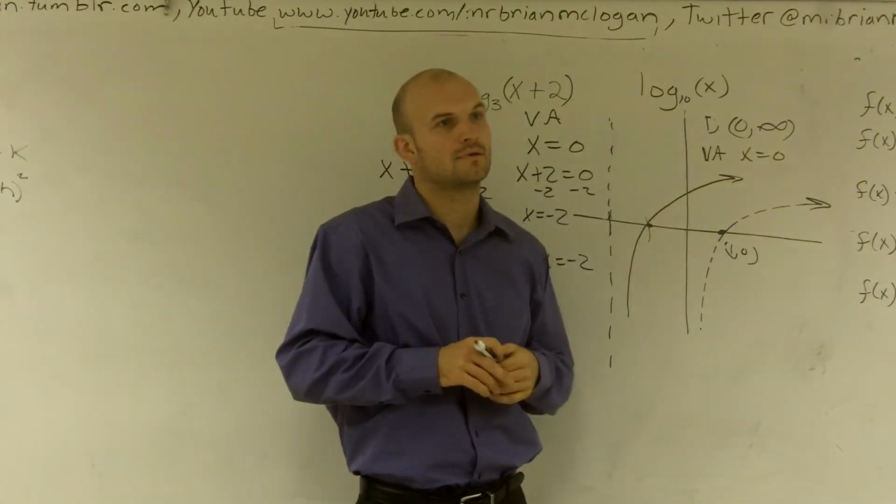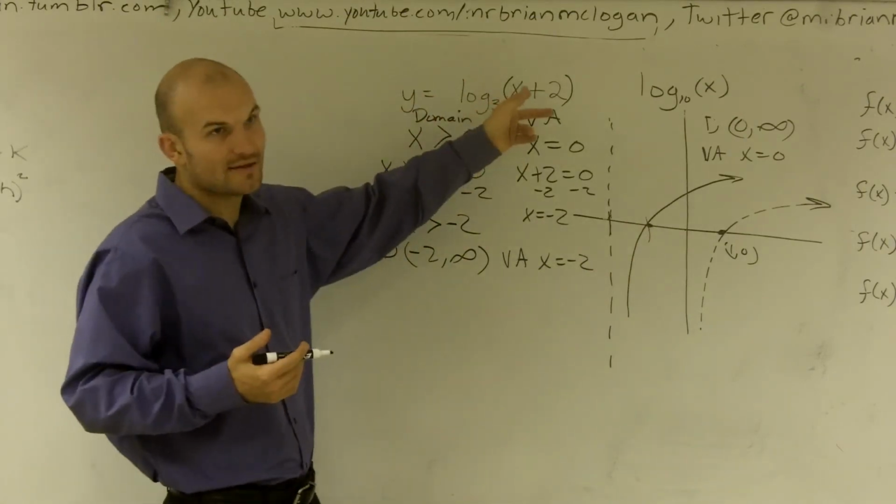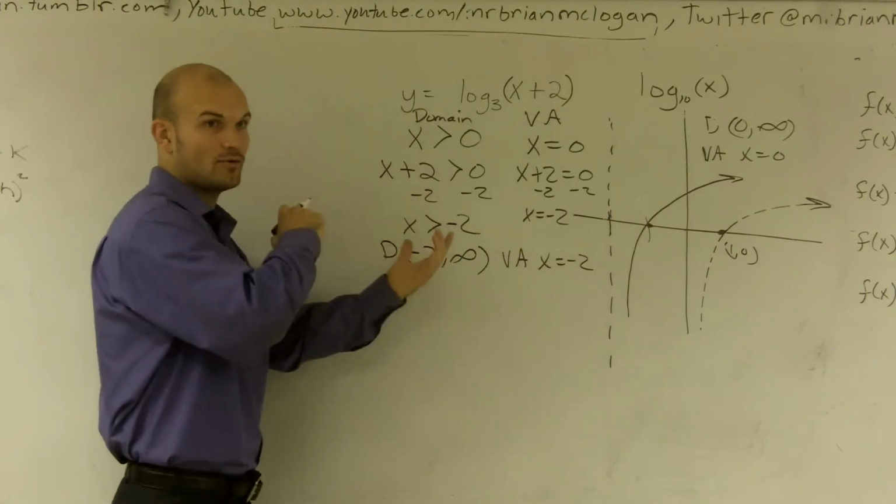But what if it was -1? Well, then what would happen is if you had that negative inside of there, then you'd have to divide by -1, and you'd have to flip the inequality sign.